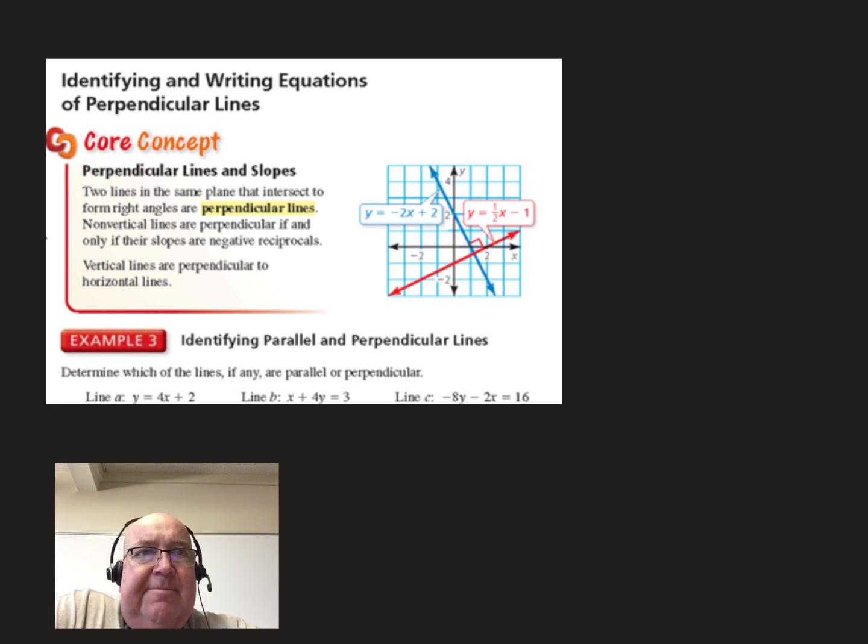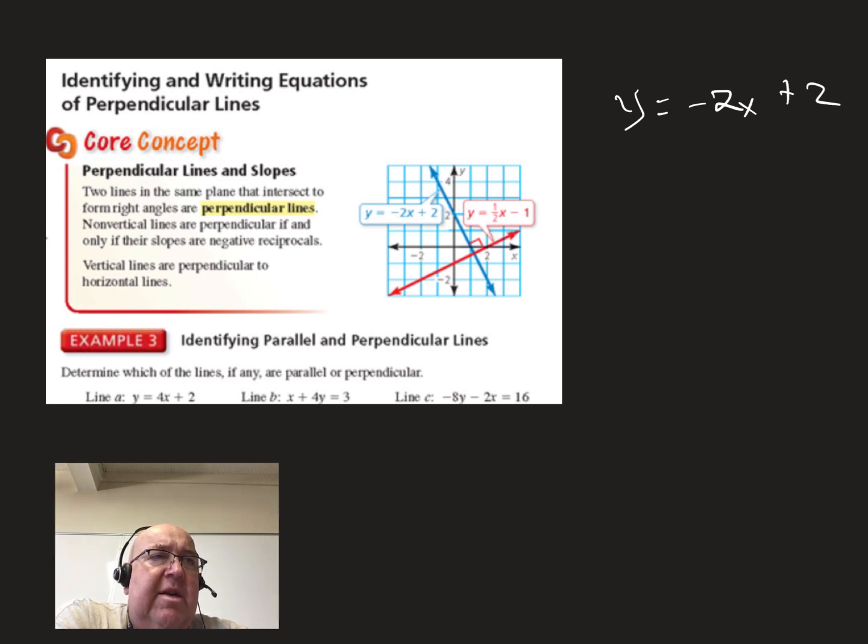Alright, so perpendicular lines, unlike parallel lines, don't have the same slope. They have slopes that are the negative reciprocal of each other. So if we have the line y equals negative 2x plus 2, our m value for that is negative 2, and we can put it over 1 and it's the same.